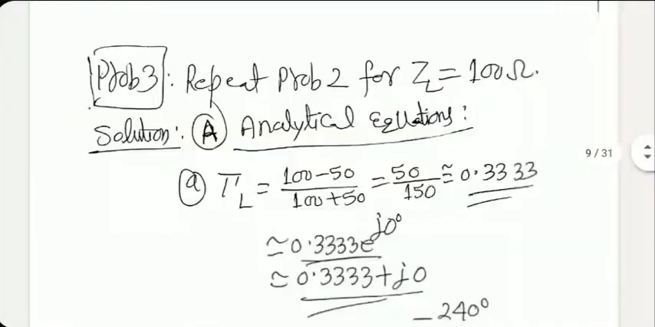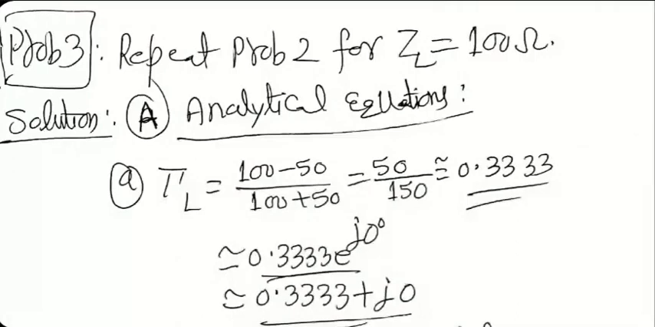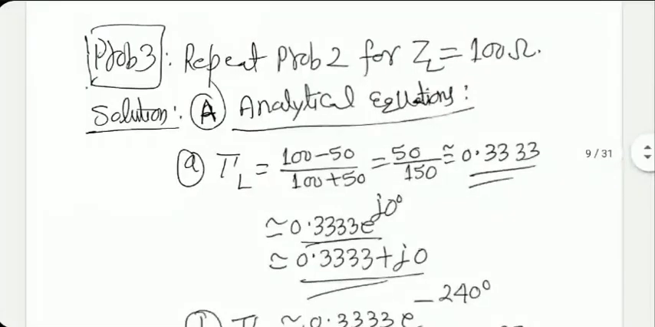Now the third problem, which is more realistic. Suppose load is 100 ohm. It's neither open circuit nor short circuit. Same transmission line, but load has changed to 100 ohms. Now tau L will be ZL minus Z0 divided by ZL plus Z0, which is 100 minus 50 divided by 100 plus 50. It is 0.333 something. No phase angle in the reflection coefficient.